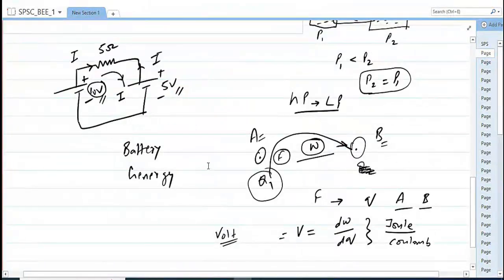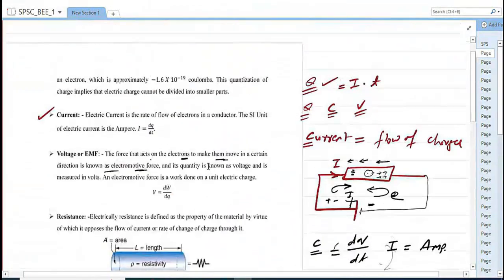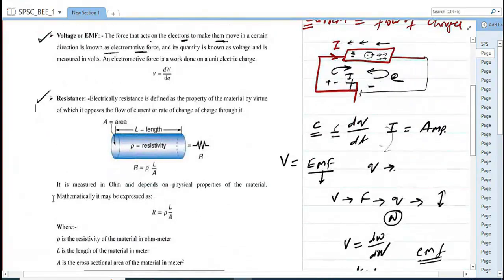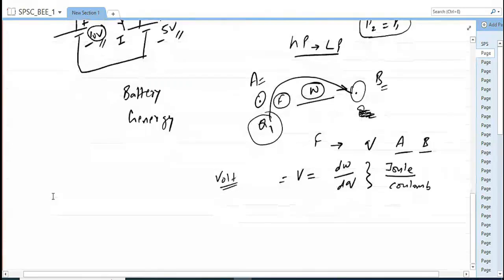So this is voltage. Now the next is, we have covered the current, we have covered the voltage. Now what is resistance? This is again very important. So let us see what is resistance.